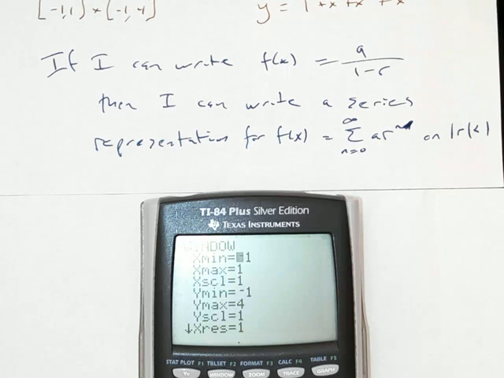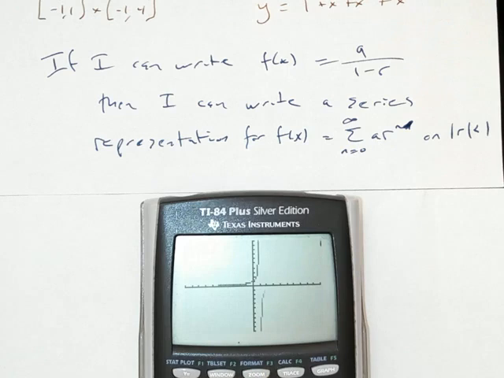And yes, if I were to go back to the standard window, I would see that the original function has that vertical asymptote. And to the right of my vertical asymptote, my functions aren't anywhere close to 1 over 1 minus x, are they? Because the series diverges out at that point, diverges to infinity. So I really only need to look in my interval of convergence. Make sense? Okay.